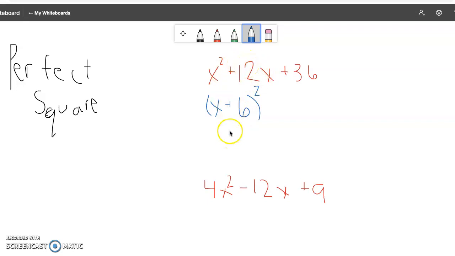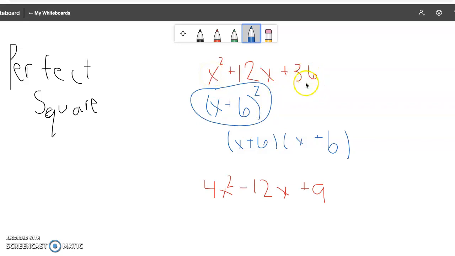If you want to write out x plus 6 times another x plus 6, you can. It's just there's no need to do that because we have a shorter way of writing that, which is right here. So this is more of the final answer that I'm looking for. So you just double check that if you took the square root of the first term and the last term and you wrote that down into one final answer, if you multiplied your final two terms together and then doubled it, does that equal the middle term?